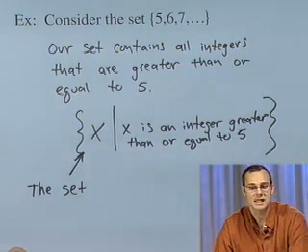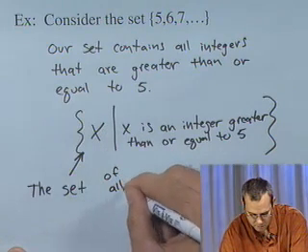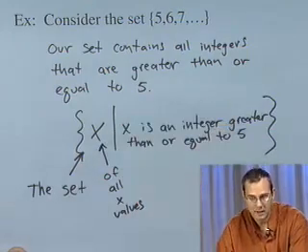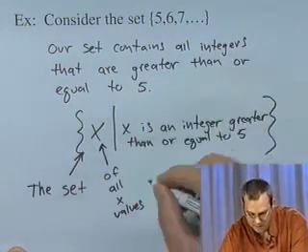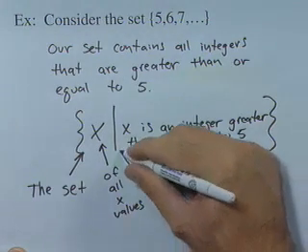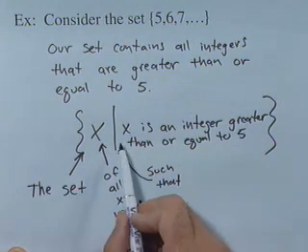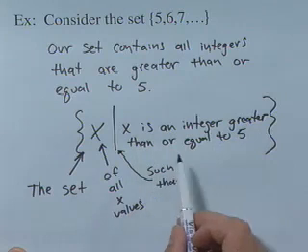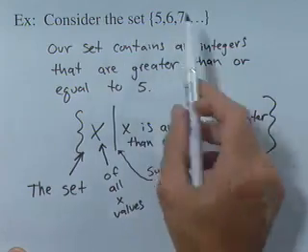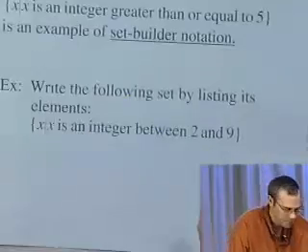The curly braces means the set. Okay? It's the set of all x values. Okay? This vertical line means such that. Okay, so we have the set of all x such that x is an integer greater than or equal to 5. So this set here is identical to this one here. Okay, what this notation is called set builder notation.